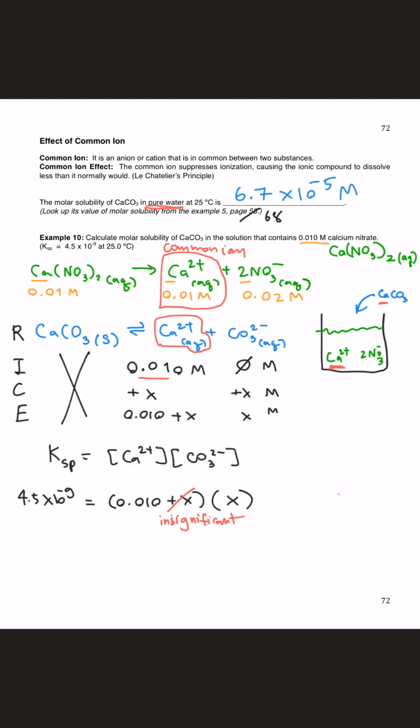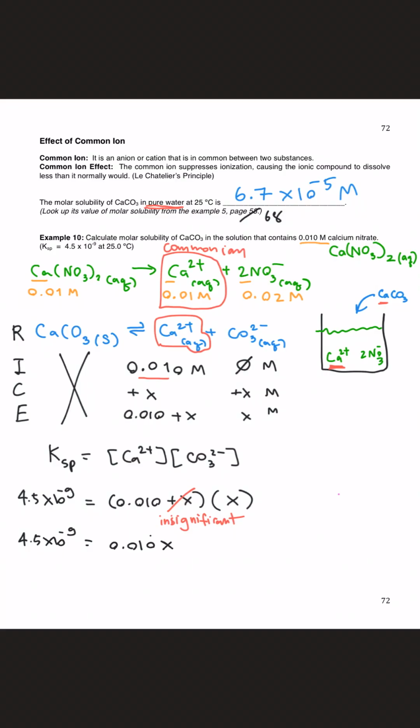Compared to the original concentration, right? The amount that undergoes change is not much compared to the original concentration. Therefore, we can ignore this plus x compared to the original concentration. So now rewrite the equation again. You are going to get 4.5 times 10 to negative 9 equal to 0.010 times x, right?